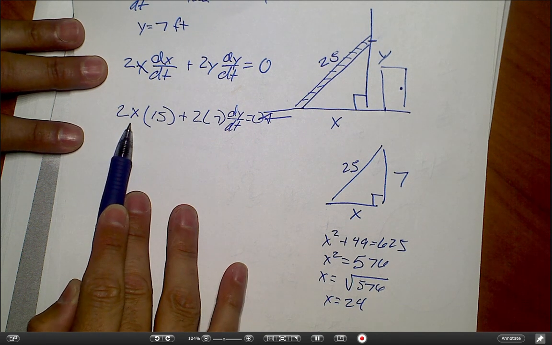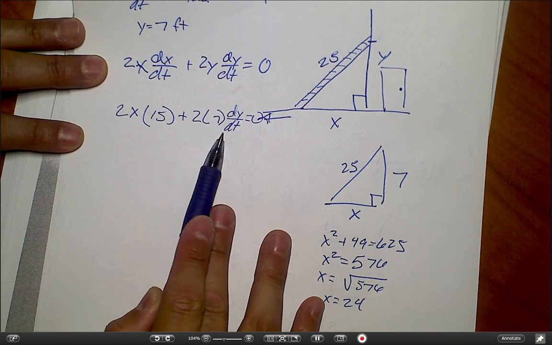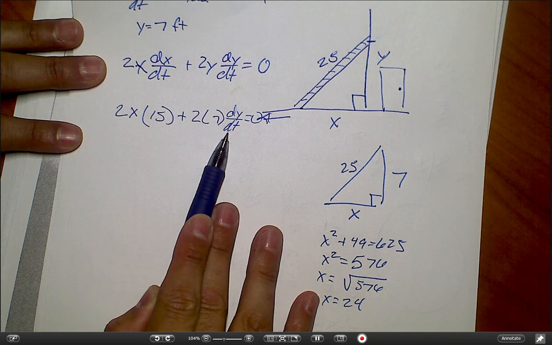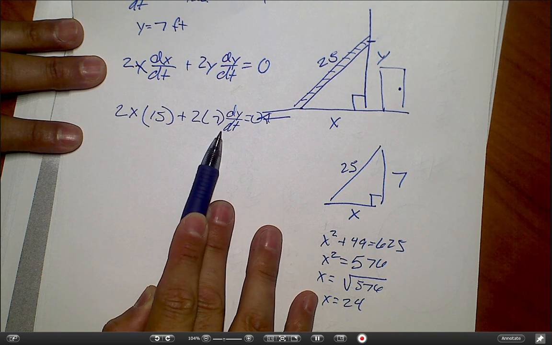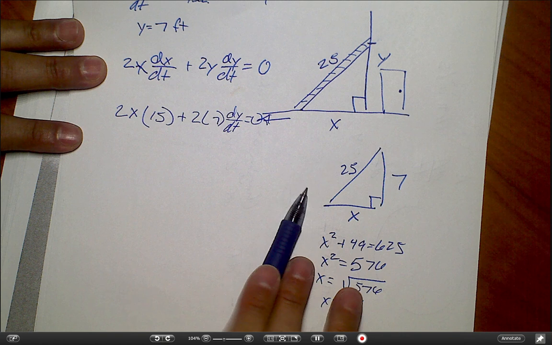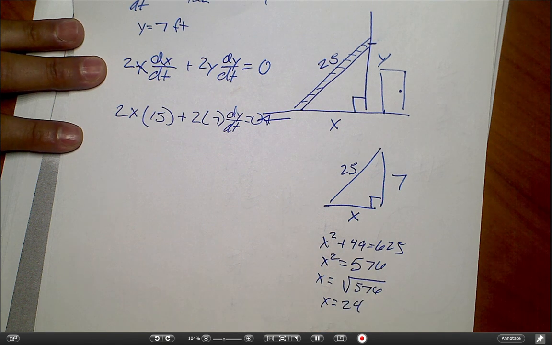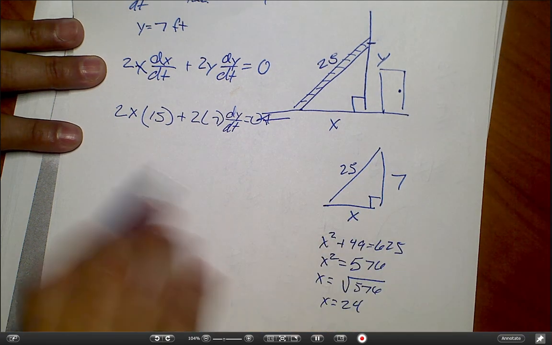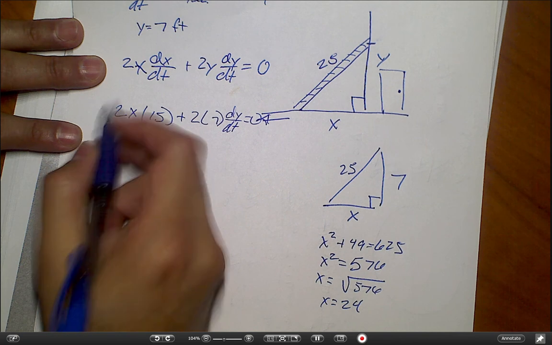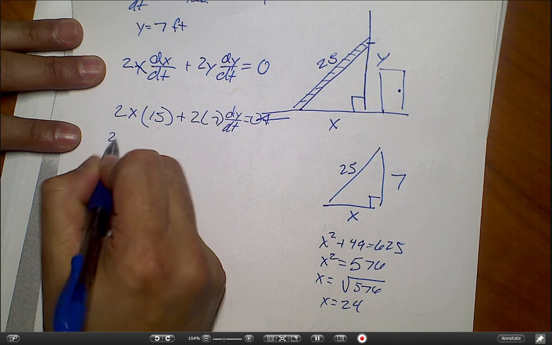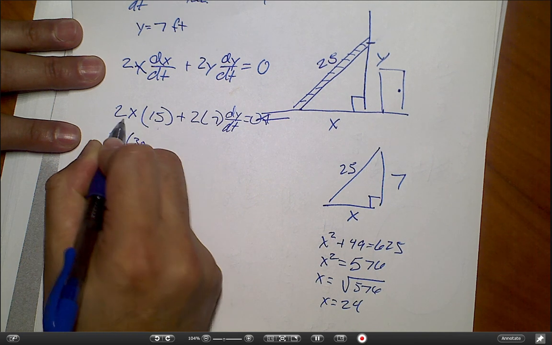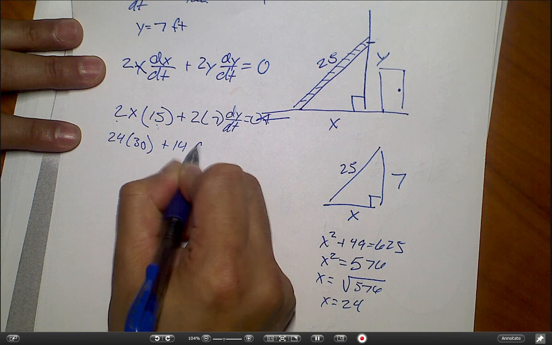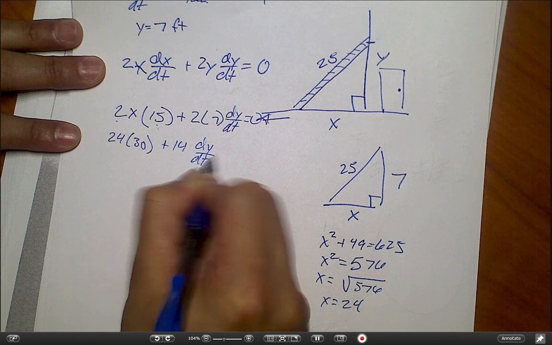I needed that because when I get to this point right here, I should only have one variable, and my one variable should be my dy/dt, because that's the one thing I'm looking for. So I use what I know, my handy dandy Pythagorean theorem, to figure out that one. So now it's 24 times 15, so I just multiply these two, plus 14 dy/dt is equal to 0.